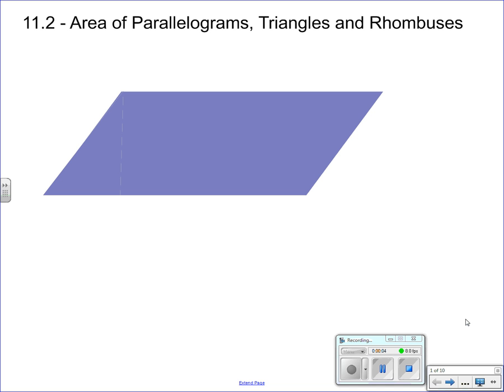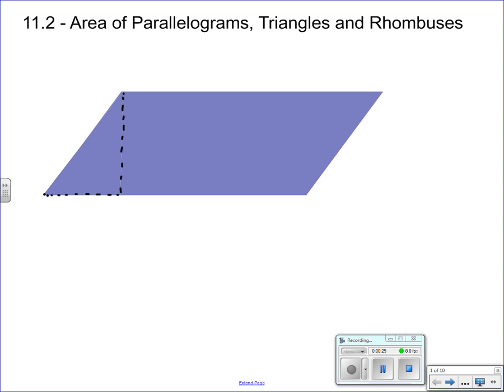Today we're going to be talking about the area of parallelograms, triangles, and rhombuses. For all of these, I am going to be defining or deriving the formulas. So here we have a parallelogram. And what if I took this piece of the parallelogram?